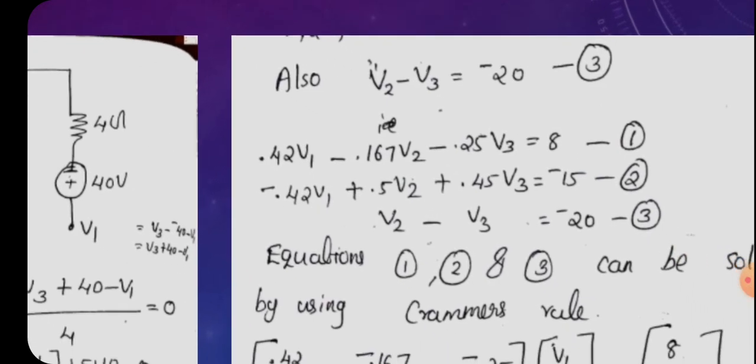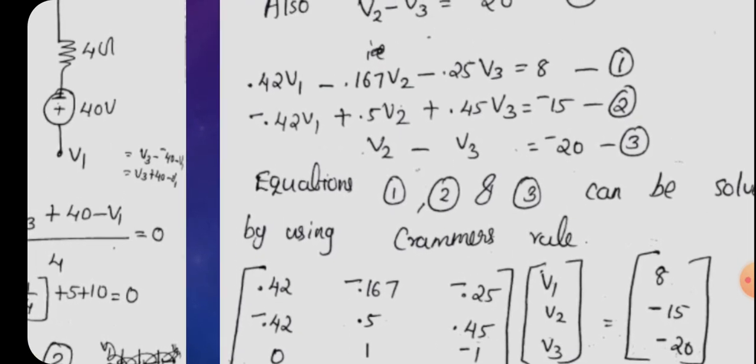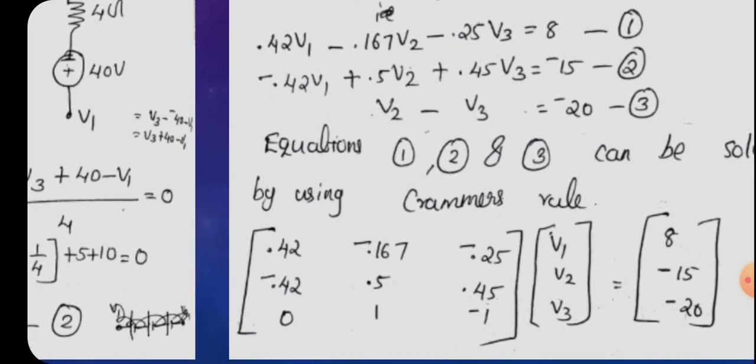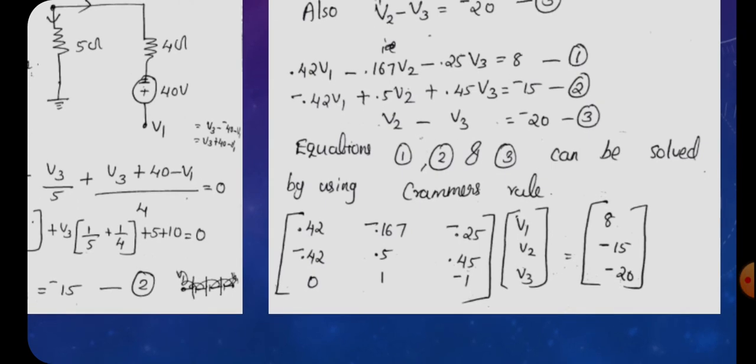So we have got 3 equations, equation 1, 2 and 3, and 3 variables, and we can simply apply Cramer's rule to get the unknown variables. For applying Cramer's rule, first of all we have to write the matrix form, and the matrix form contains the coefficient matrix. The coefficient matrix is obtained by writing the coefficients of V1 in one column, V2 in the second column, and V3 in the third column. Next V1, V2, V3 will be another matrix, equal to 8, minus 15, 20.